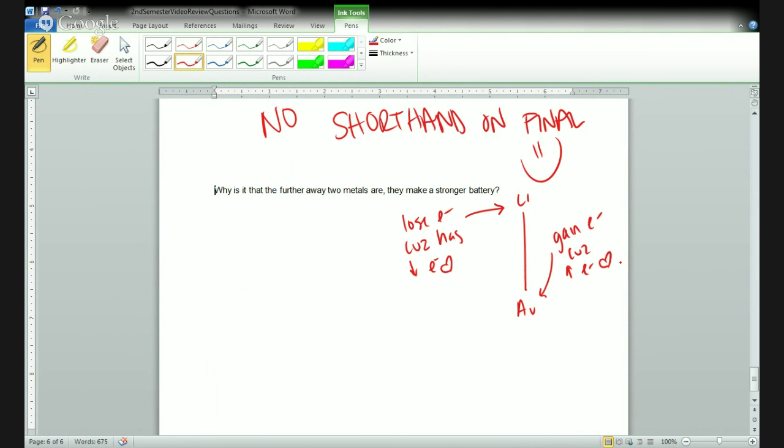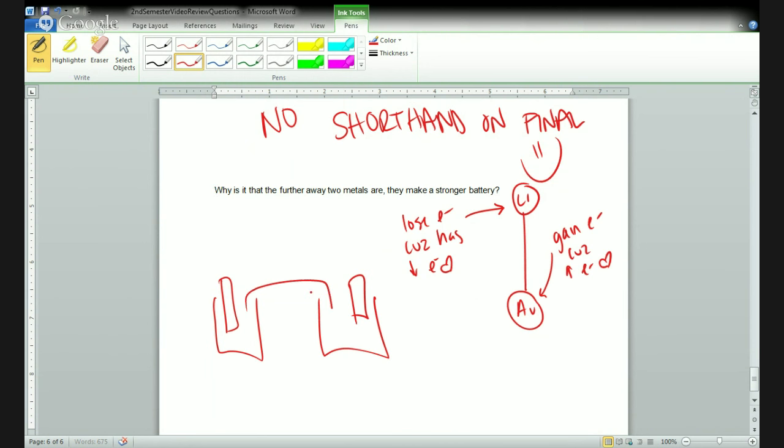So when I put something that really, really wants to lose electrons with something that really, really wants to gain electrons in a battery, what's going to happen? Here's my little bad battery drawing. Salt bridge, wire. So if this is my lithium, that would be my anode, and this is my gold. This would be a really expensive battery. That's my cathode.